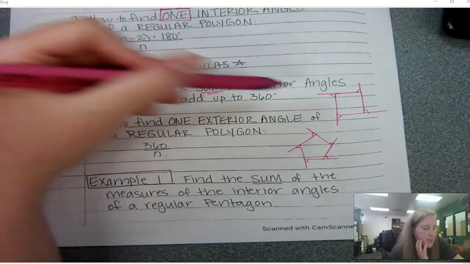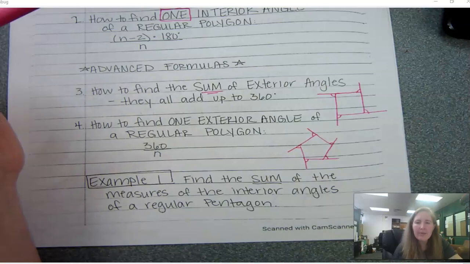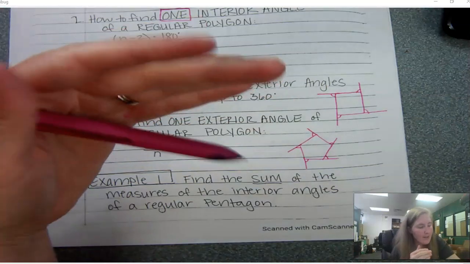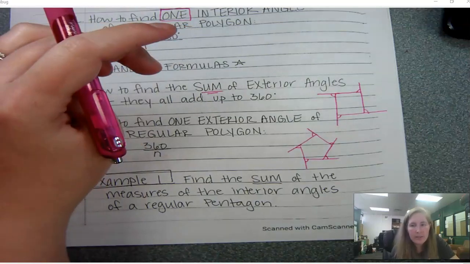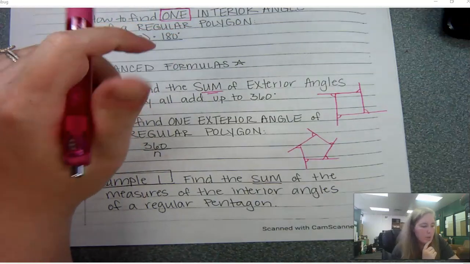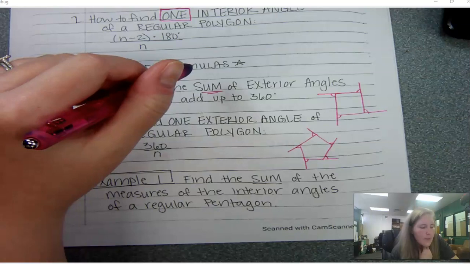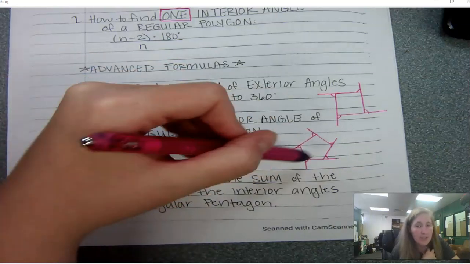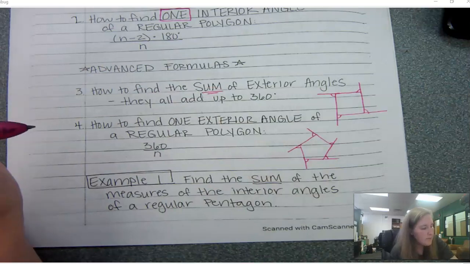So if you want the sum of the exterior angles, they will always add up to 360, no matter what. It can have 100 sides, and the exterior angles will still add up to 360, because the more sides, the smaller each exterior angle becomes.